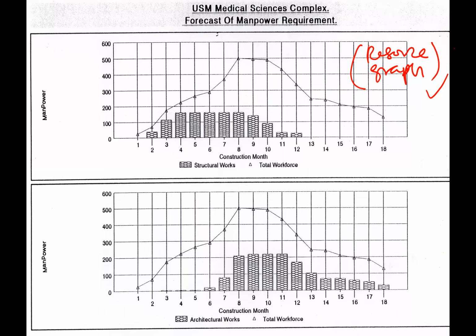Okay, and you notice the shape of this diagram, the resource graph, or in particular we call it a histogram. Histogram diagram, meaning to say the aggregate or the quantity of resources we plot against time. This is what we call quantity. This is the time or the project duration.